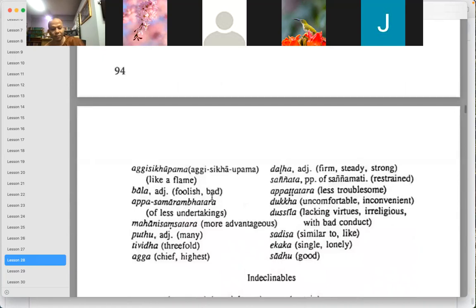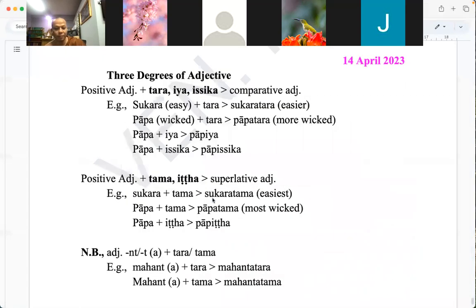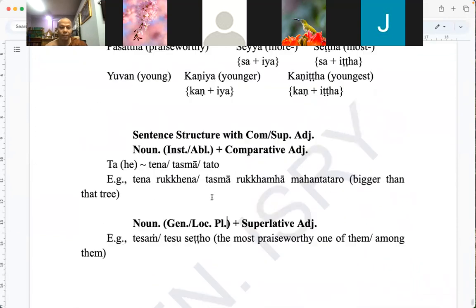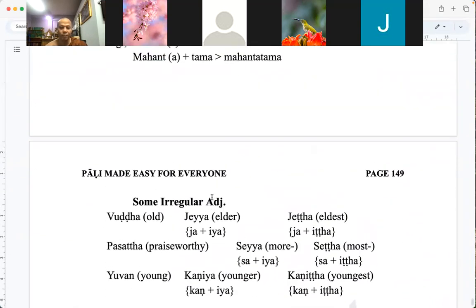Okay. And we have irregular adjectives, Bante. In our lesson, it mentions 3 adjectives as the irregular ones: Buddha, Patsatha, and Yuvan. So apart from these 3 irregular forms, do we have another one, Bante?